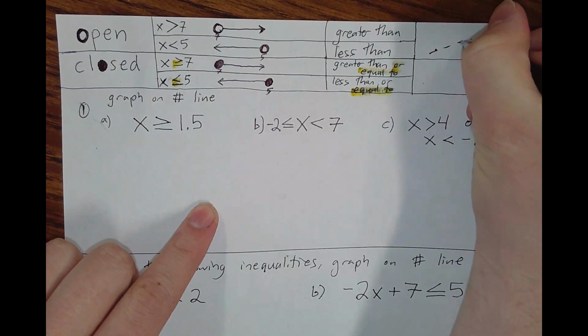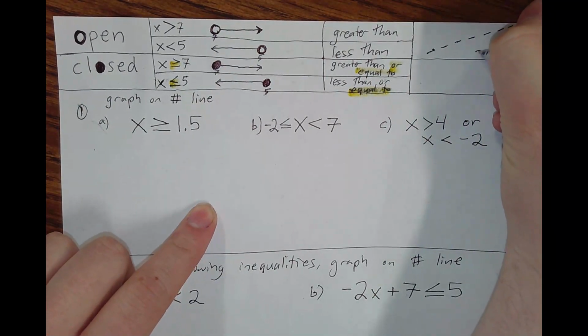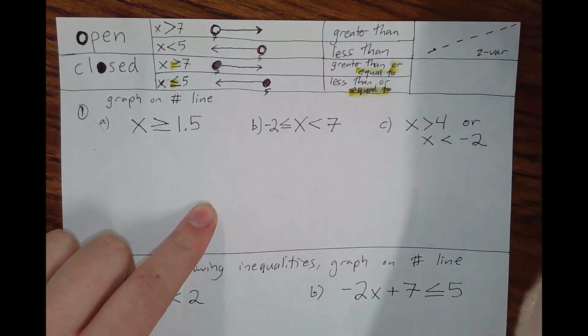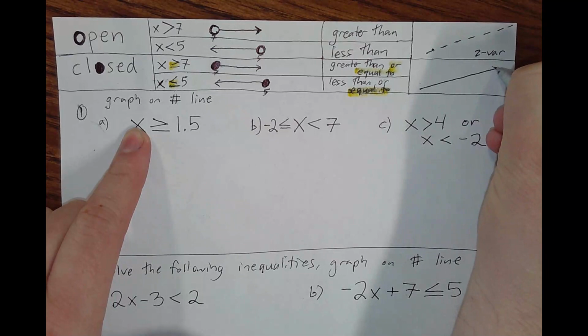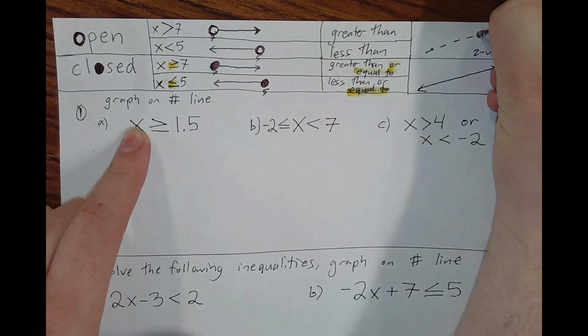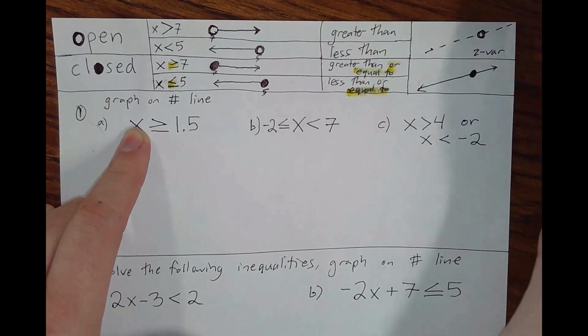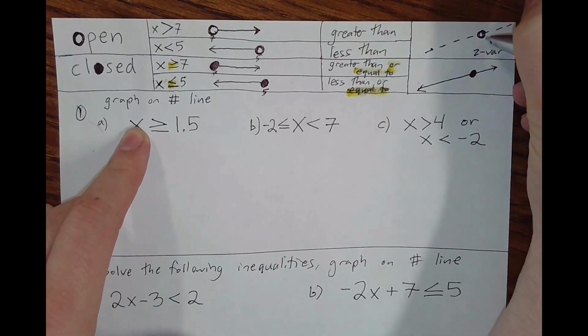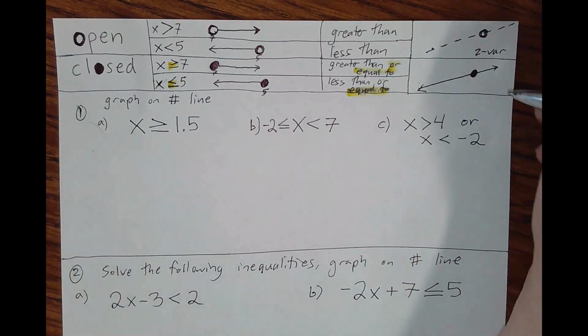So just a little bit of another note is, remember for open circles or greater than, it could mean that it has to have a dotted line. That's for 2 variables. And if it's closed, then it would be a solid line. Just like this is open, and this one's closed. This would not be a solution versus this one would be a solution. And that's for 2 variables.